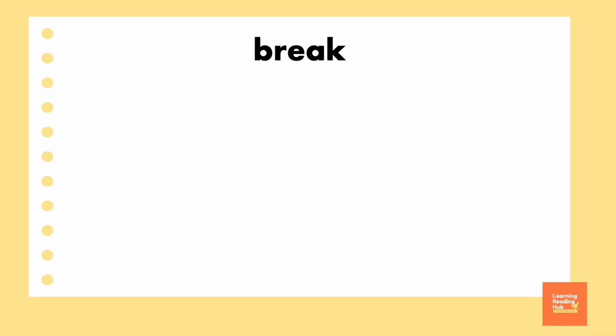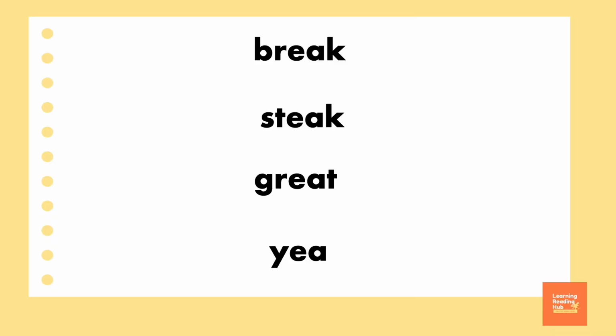Okay, so we've already covered the 3 most common spellings for the long A sound. Let's go through the exceptions or the less common spellings now. EA. The 4 words that you really need to remember here are break, steak, great, yay. And maybe a little sentence to remember them. Great! Steaks break the rule, for instance.